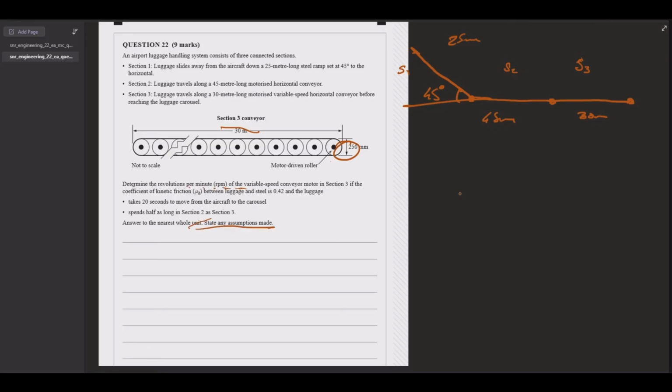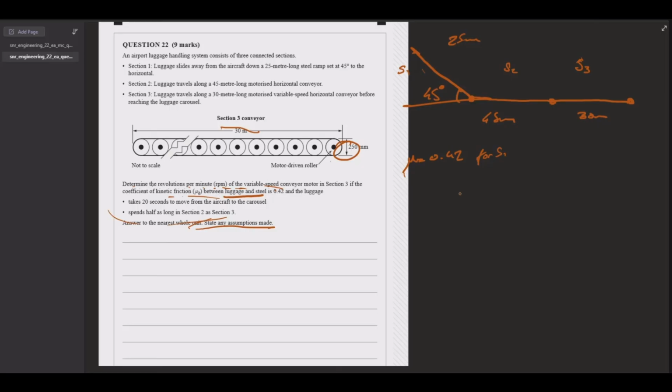Determine the revolutions per minute if the kinetic coefficient between luggage and steel is 0.42. We need to satisfy both of these criteria. That's for section 1. The coefficient of friction for the horizontal conveyors, there isn't one by the looks of it. They've only stated one for luggage and steel, and the only steel thing we have is the ramp. So we're going to assume it's 0.